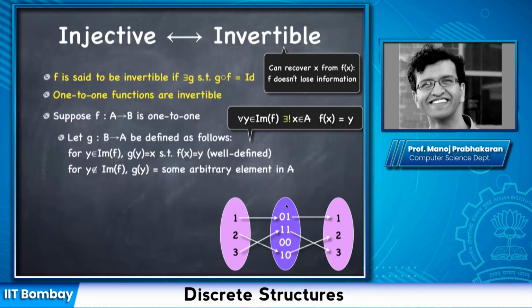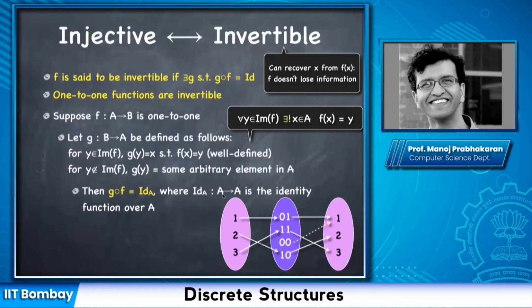To be a function, I need to define what g is for every value in B. So for the other values in B, I'll just map them arbitrarily. In this case, the dotted arrow says that I don't really care where it maps to. I'm just going to map 0,0 to 1, because to be a function, I need 0,0 to be mapped somewhere. So I just mapped it to some arbitrary element. That's a well-defined function now. And I'm claiming that this function, when composed with f, gives you the identity function in A.